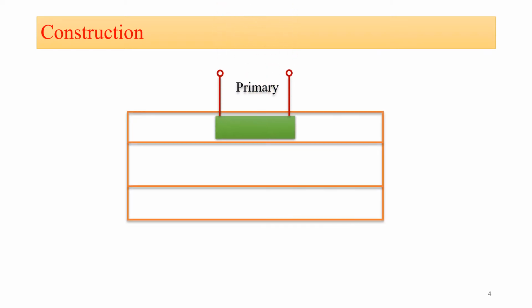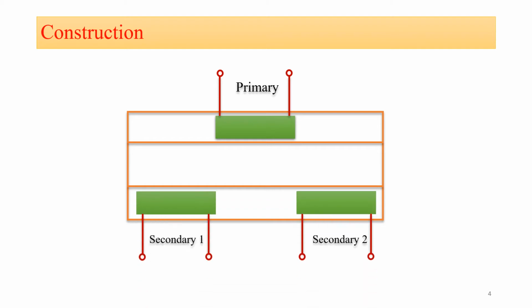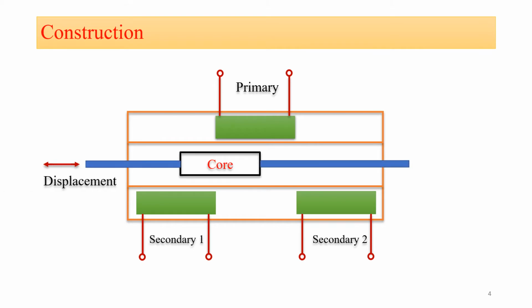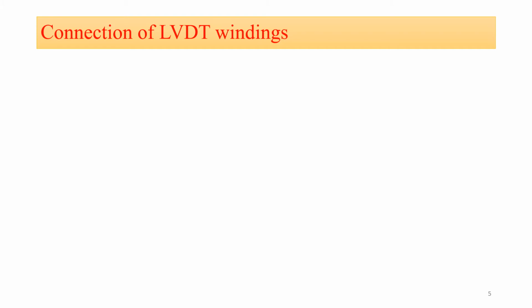Now let's see the construction of LVDT. LVDT basically consists of one primary winding and two secondary windings, that is secondary winding 1 and secondary winding 2, and these windings are wound on a cylindrical coil former. Here there will be displacement of the core, and accordingly this displacement will be converted into an electrical signal. Now let's see the connection of LVDT windings.